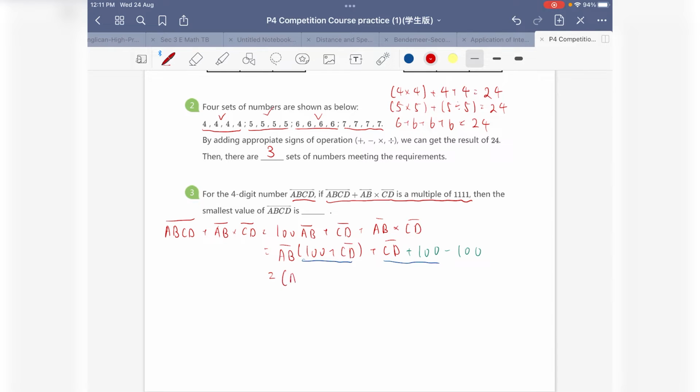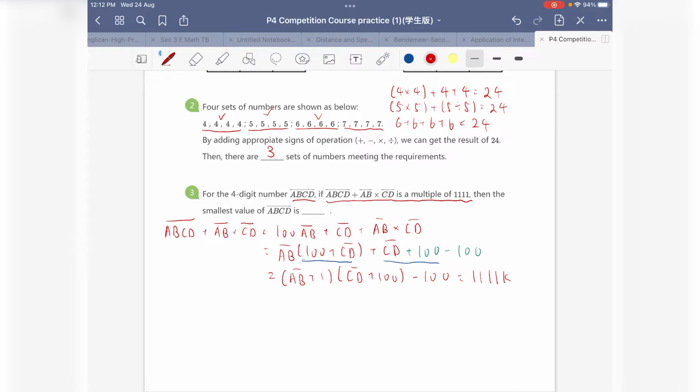So let teacher Chu factorize them out. I should have AB plus 1, and then CD plus 100, and then I have to compensate by minusing 100. And what is this equal to? This is actually equal to 1111k, where k is a natural number that's more than 0. So in this case, we can manipulate this equation into something much more simple, something much more convenient for us to use.